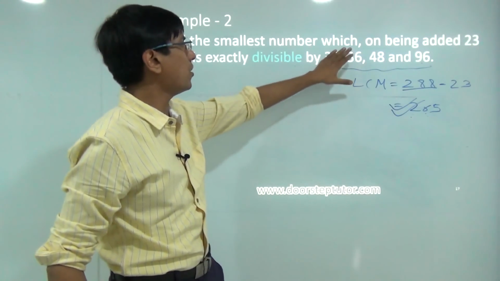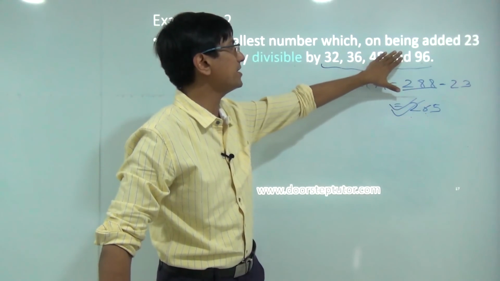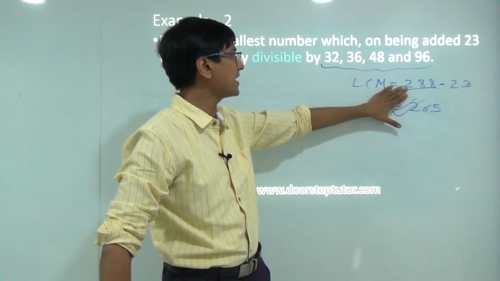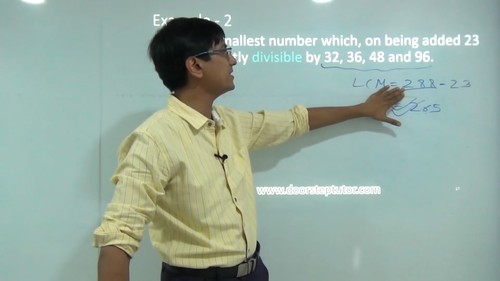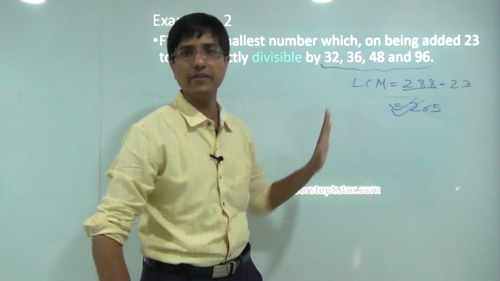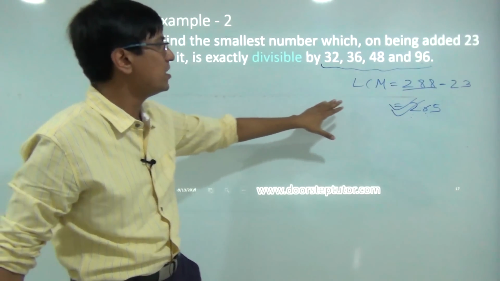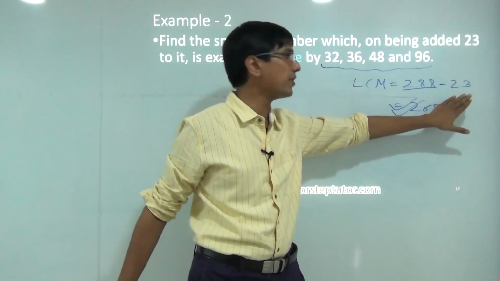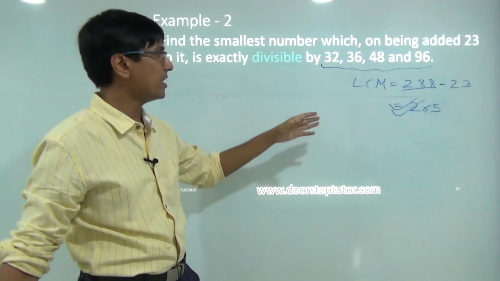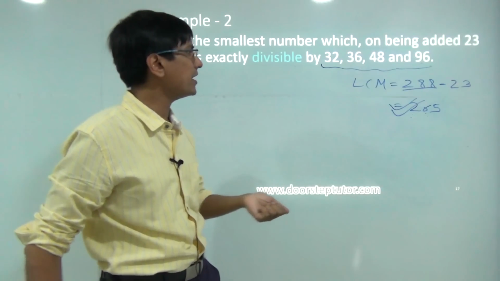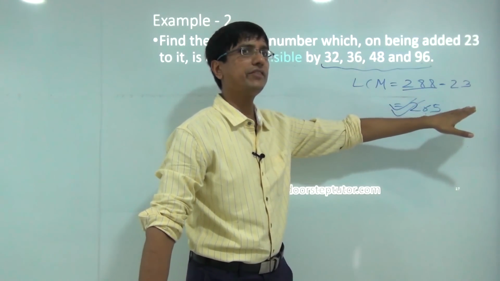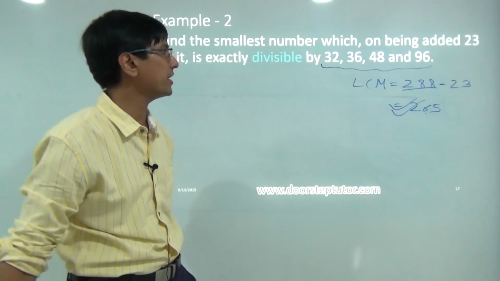265 is the number to which if I add 23, I get the smallest number which is divisible by these numbers. Again simple, right? The only trick here was to know that you have to subtract 23. Some people would, instead of subtracting 23, add 23, which is wrong.